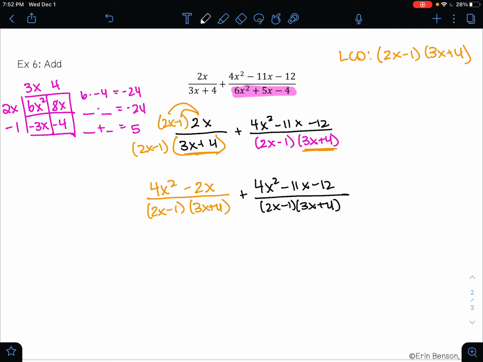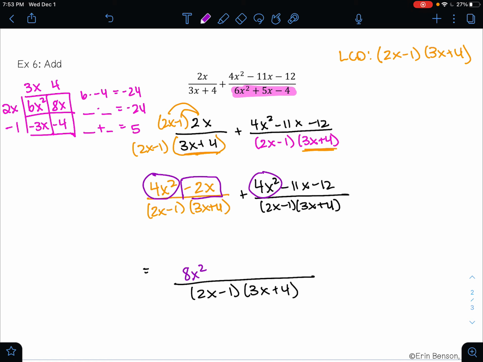Now that I have a common denominator, I can go ahead and add my numerators. So I'm going to have 2x minus 1 times 3x plus 4 in my denominator. And then in my numerator, I'm going to go ahead and combine like terms. Let me use a different color. 4x squared plus 4x squared is 8x squared. Negative 2x minus 11x is negative 13x. And then negative 12 doesn't have a like term, so I'm going to go ahead and bring that down. This is our answer. There is nothing left to simplify here.